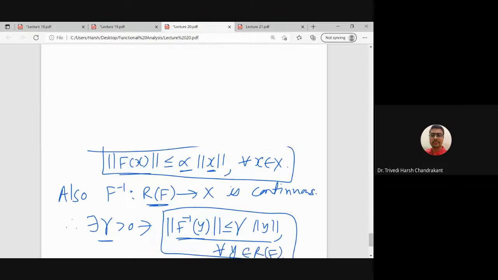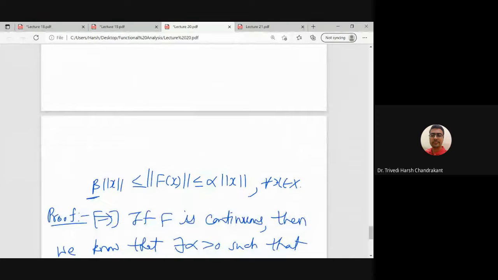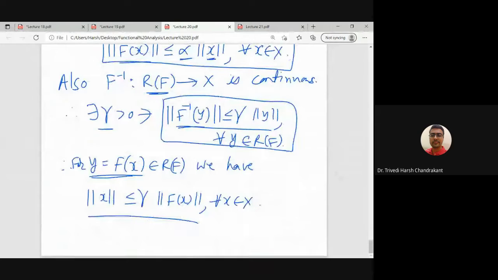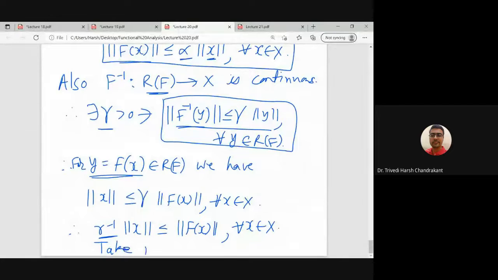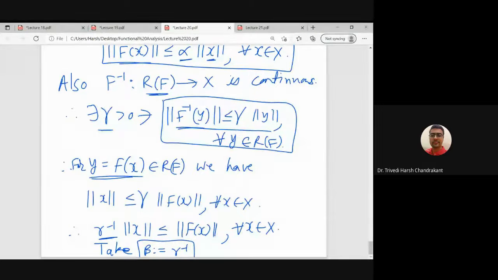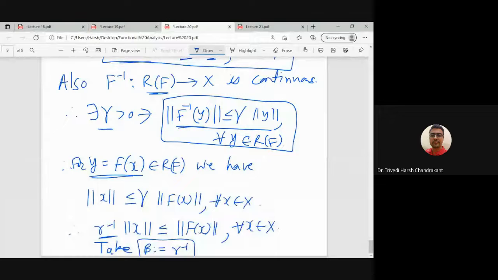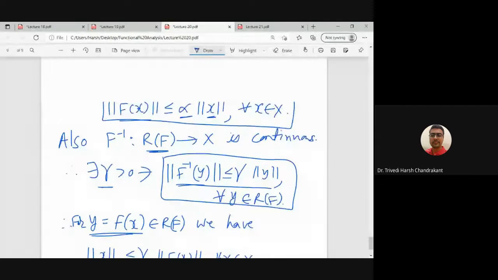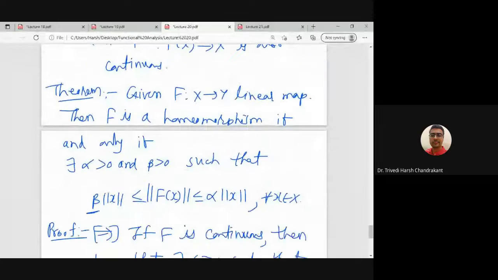And why have I taken gamma? Because we need the constant on this side, so we multiply by gamma inverse. Therefore gamma inverse times norm x is less than or equal to norm fx for all x in X. Now this is our beta, so take beta equals gamma inverse. Now we got beta times norm x is less than or equal to norm of fx. That is this condition, this part.